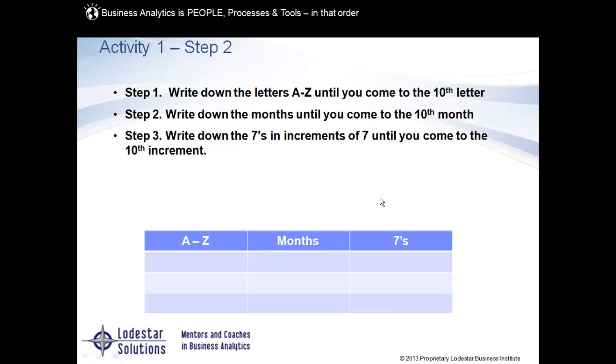And nobody's going to see this, so don't get all hung up with your sevens not making sense. And 7 plus 7 plus 7. So do the best you can. It is not a competition. You're not being timed, you're not being judged or graded. Again, A to Z, months, sevens. Please pause the video and write that down.